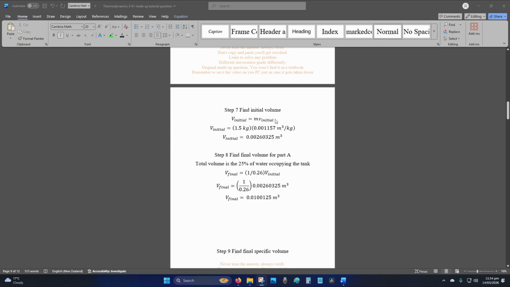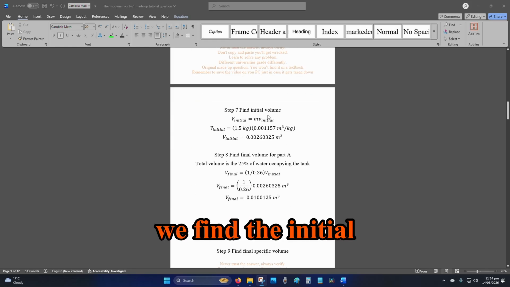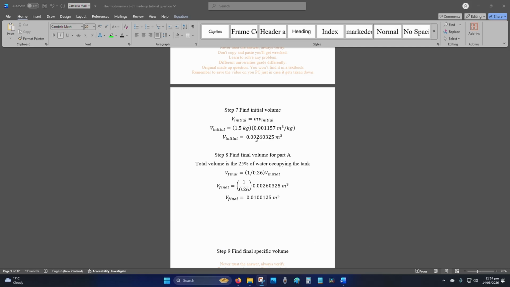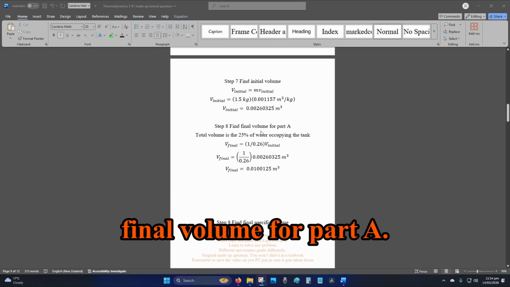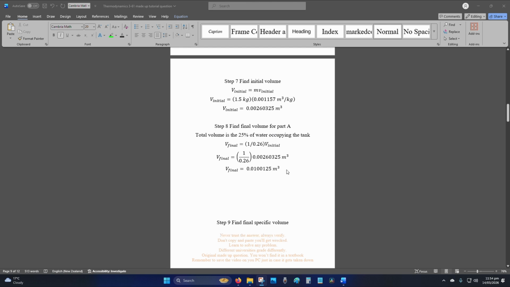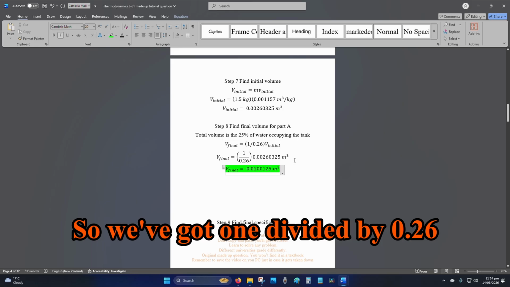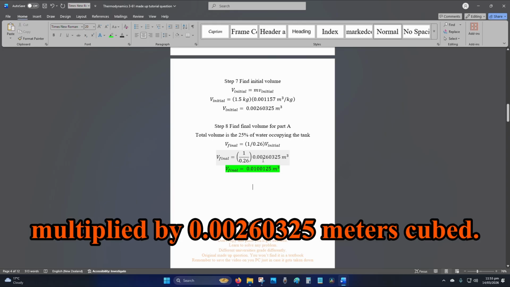Step 7, we find the initial volume, plug and play. So we'll get 0.002600325 meters cubed. Step 8, find the final volume for part A. So we've got 1 divided by 0.26 multiplied by 0.002600325 meters cubed.